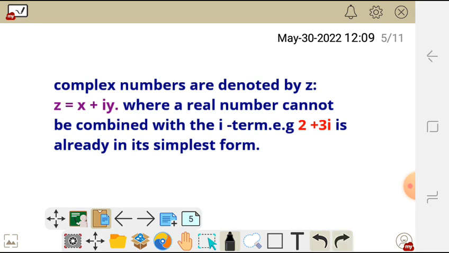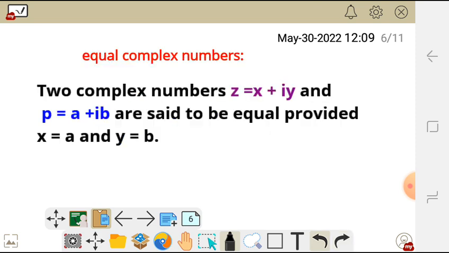the imaginary part. And what you should know is that the real part cannot be combined with the i term. The term which has that i, the imaginary part, cannot be added with the real part. For example, if you have 2 plus 3i, this number is already in its simplest form. You cannot add these two. Okay, so complex numbers can be equal.